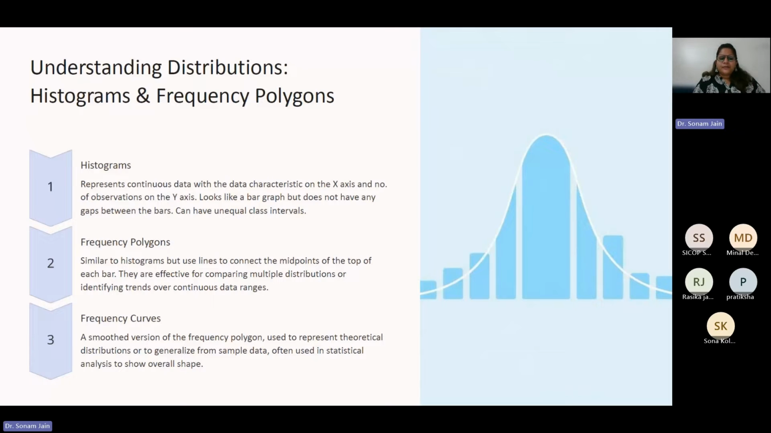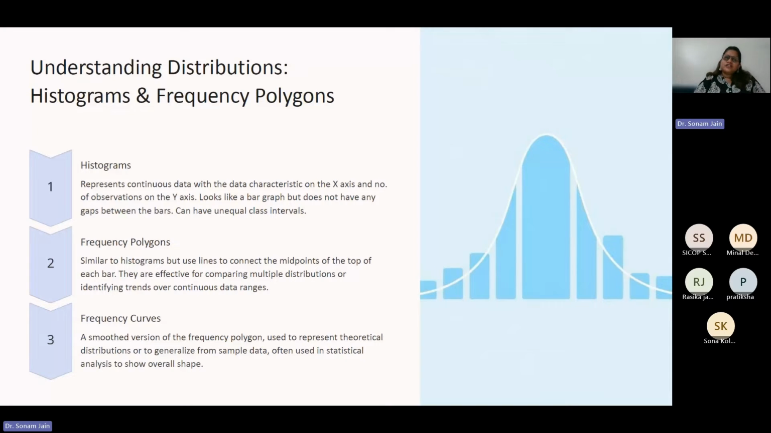Histograms represent continuous data with data characteristics on the x-axis and the number of observations, or the frequency, on the y-axis. It looks like a bar graph, but it does not have any gaps between the bars, because it is representing continuous data, and it can have unequal class intervals. That means not necessarily 20 to 24, 25 to 29, etc. You can have 20 to 23, then 23 to 30 also. So a histogram gives you that flexibility.